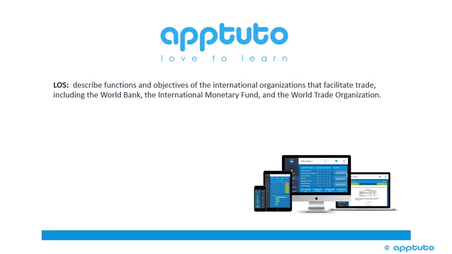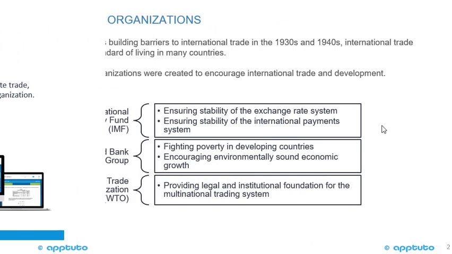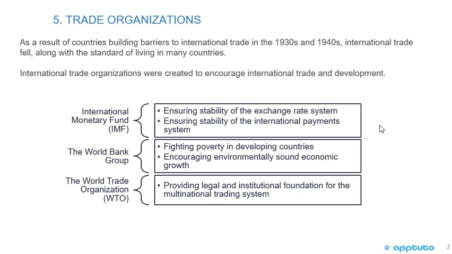This LOS is to describe the functions and objectives of the international organizations that facilitate trade, including the World Bank, the International Monetary Fund, and the World Trade Organization. Trade organizations: as a result of countries building barriers to international trade in the 1930s and 1940s, international trade fell, along with the standard of living in many countries. International trade organizations were created to encourage international trade and development.